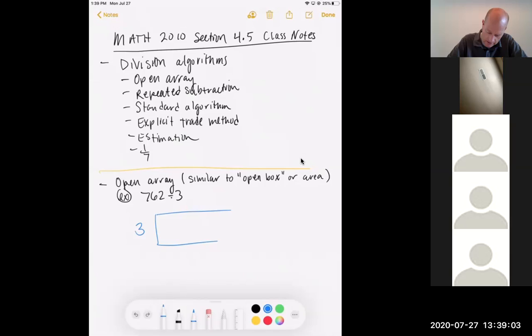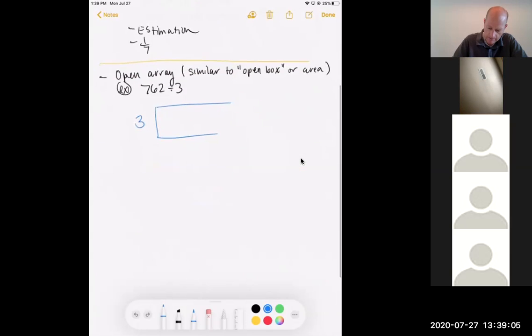762 can be broken into, let's see, how about if we take off 600? Because 600 is a nice number I can divide by 3. 3 times what is 600? Well, it's 200. Okay. And when I do, I'm going to do a little bit of subtraction to keep track of what I have left. So 762 minus 600 is 162 left now.